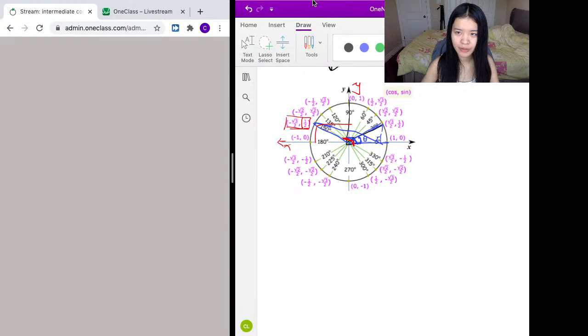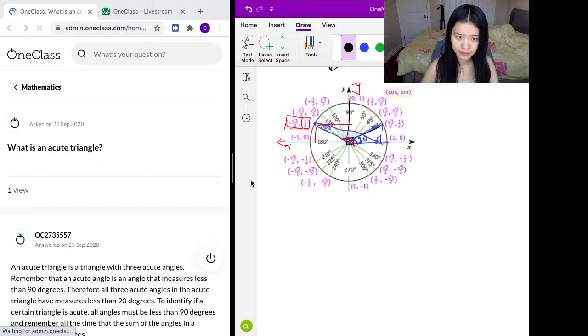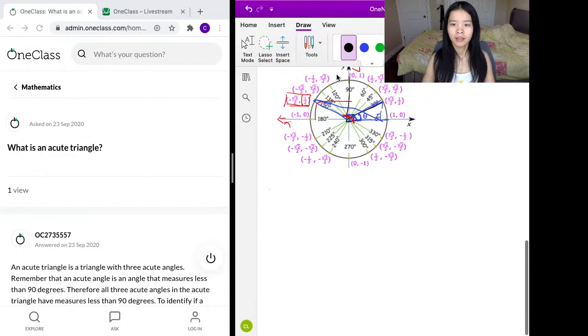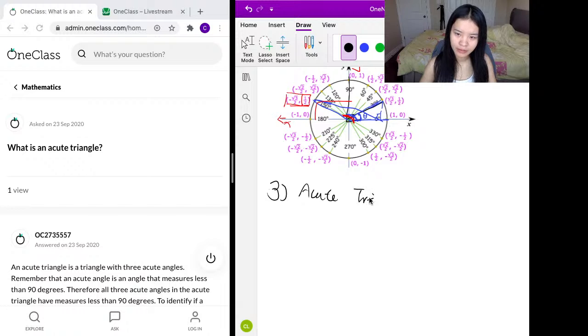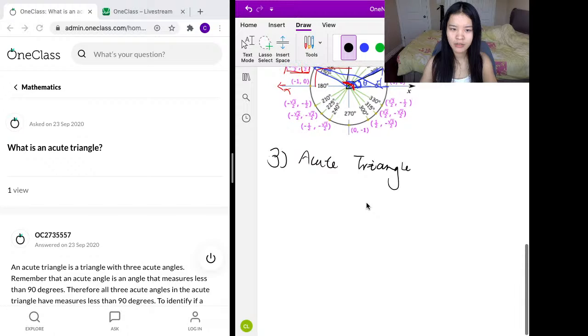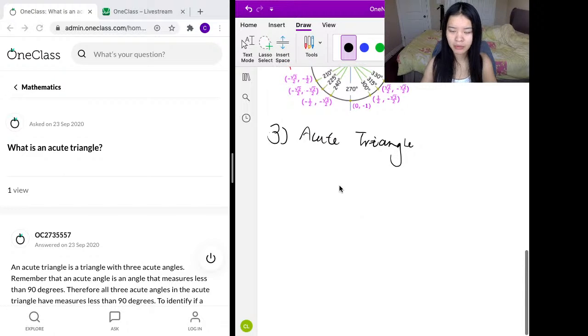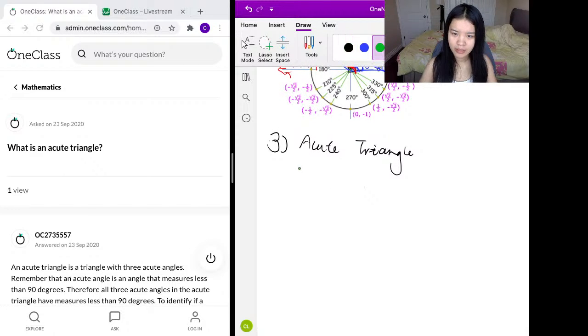Now let's move on to our third problem. The third problem is, what is an acute triangle? It's another conceptual problem. So let's write it down. Acute triangle. An acute triangle is just a triangle with 3 acute angles.